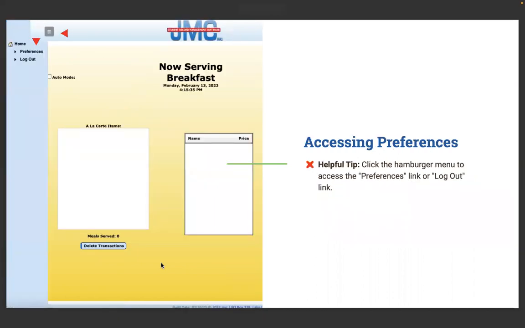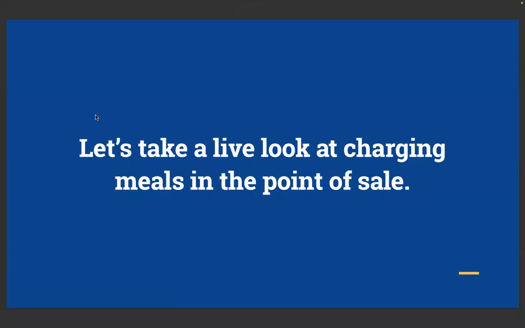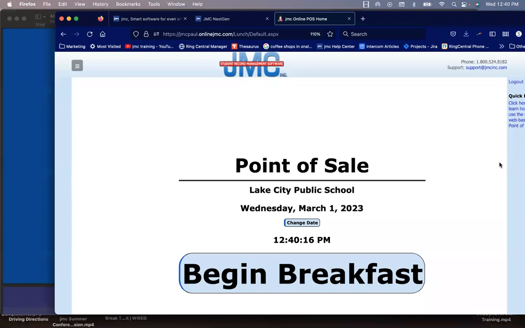All right, helpful tip: you can click the hamburger menu to access the preferences link or log out link as well. I'll show you that when we log out there. But the preferences is the second part of this training. All right, let's take a live look. That's where I'm going to show you the real cool stuff that's going on here.